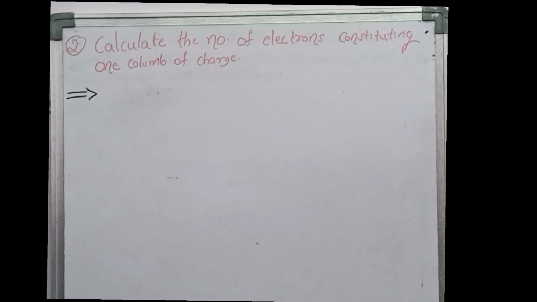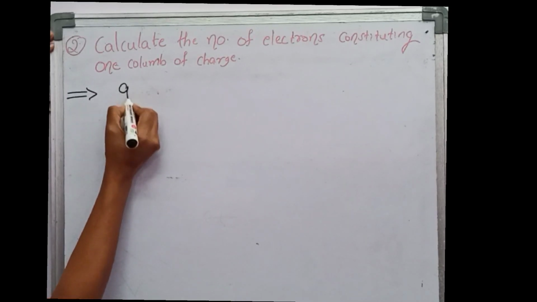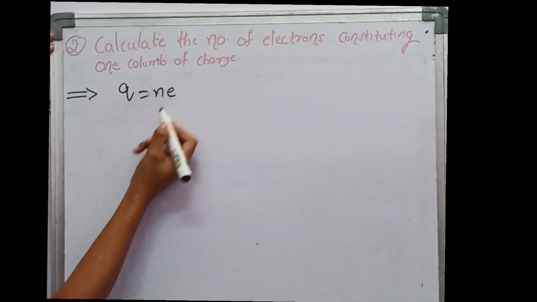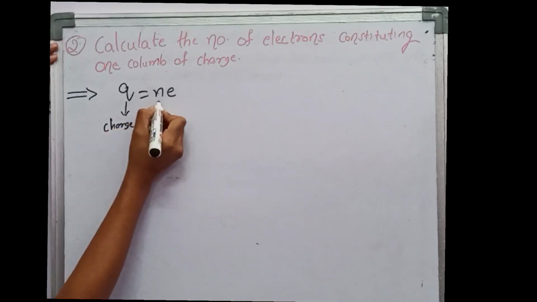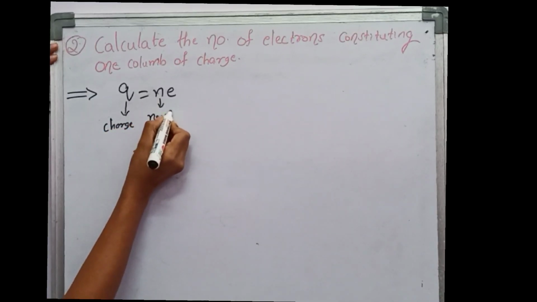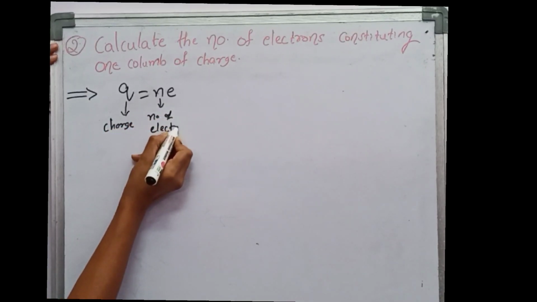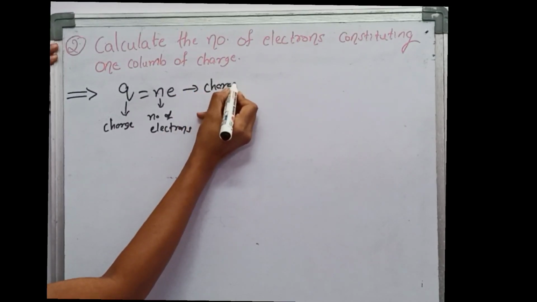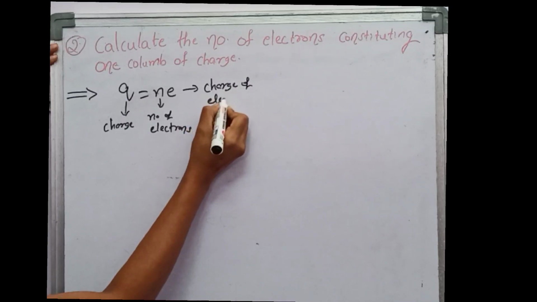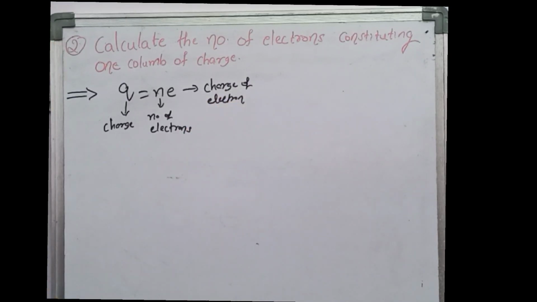Here is the second question. Calculate the number of electrons constituting 1 coulomb of charge. So we are supposed to find the number of electrons from 1 coulomb of charge. We know the formula Q equals N into E, where Q is charge, N is the number of electrons, and E is the charge of an electron.